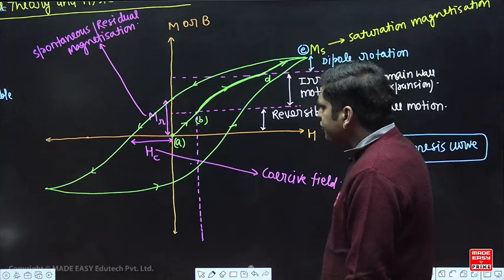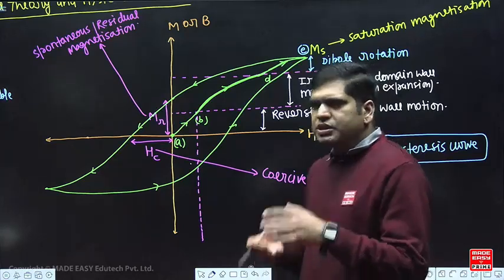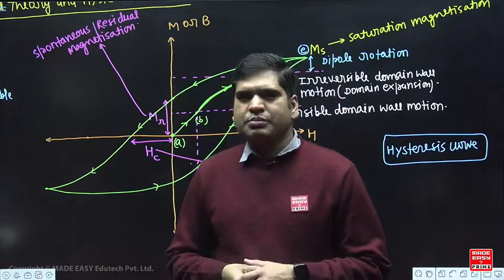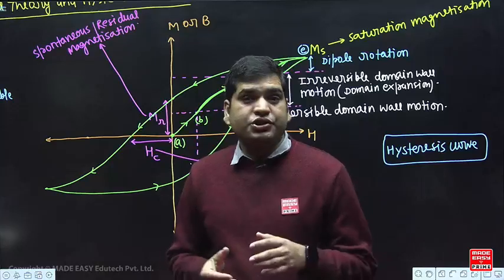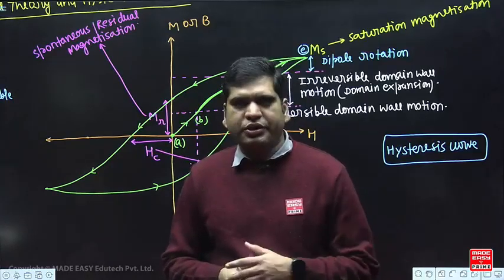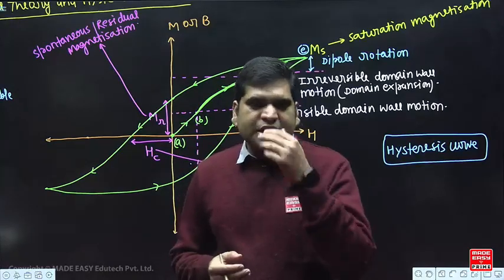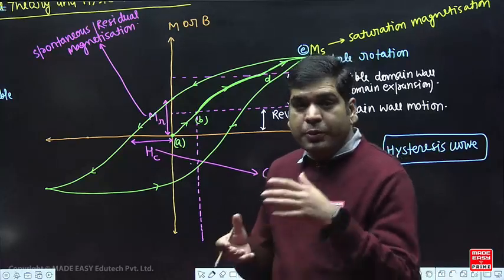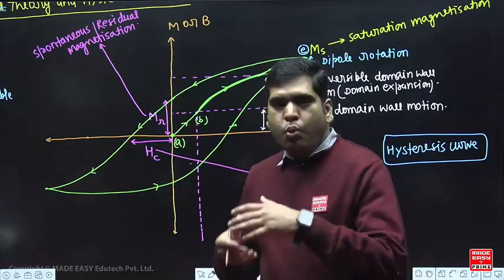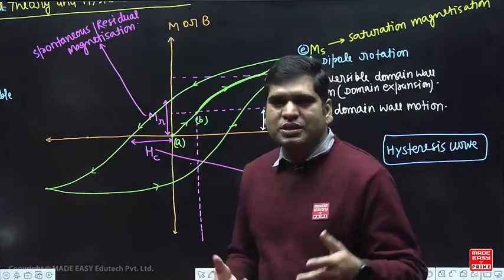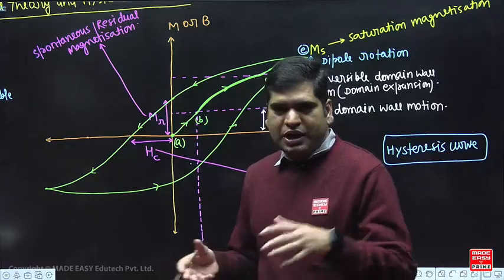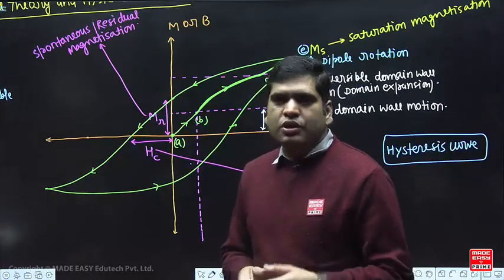Now, this hysteresis phenomenon results in a loss in the material. That loss is known as hysteresis loss. I will be talking about it later. This hysteresis loss is related to the width of the hysteresis curve. So, the wider the hysteresis curve, the more the hysteresis loss. The narrower the hysteresis curve, the less the hysteresis loss.